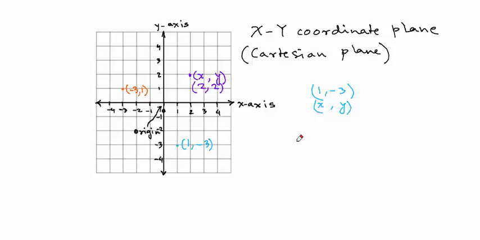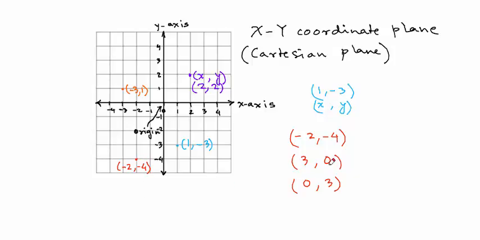Let's try a few more. Let's try and plot negative 2 comma negative 4 and 3 comma 0 and 0 comma 3. Let's start with negative 2 comma negative 4. The first number represents the x coordinate and therefore we are going to start at 0, move 2 places on the negative side of the x-axis. So we have x is equal to negative 2 here. And then the value of y is negative 4. So from here we go down 4 units until we reach the point where it shows negative 4 on the y-axis. So the coordinates of this point is negative 2, negative 4.